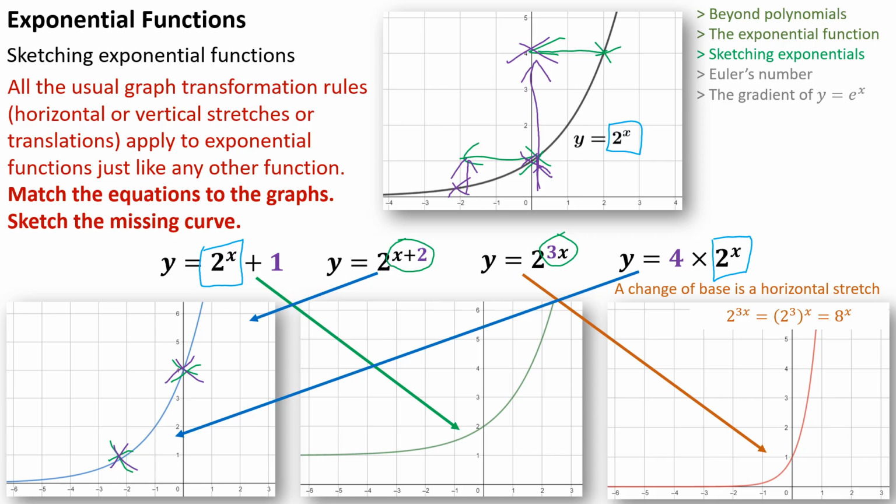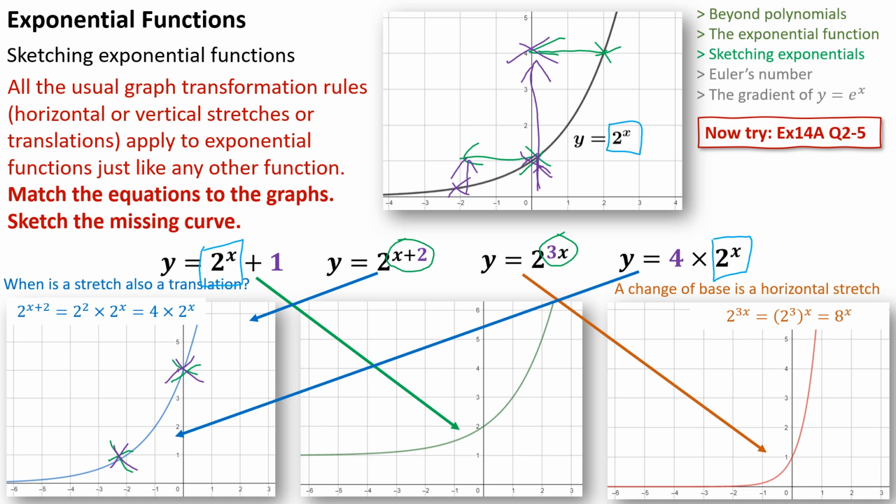This is one of the interesting features of an exponential function, that we get the overall same result from a vertical stretch and a horizontal translation. In general, you can see why this works. If you simply use your index laws, you can see that anything you're adding or subtracting within the power can be pulled out from that. We can turn it into 2 to the x times 2 squared, and that's where the 4 comes from. Now you can have a go at a few questions from exercise 14a, questions 2 to 5.